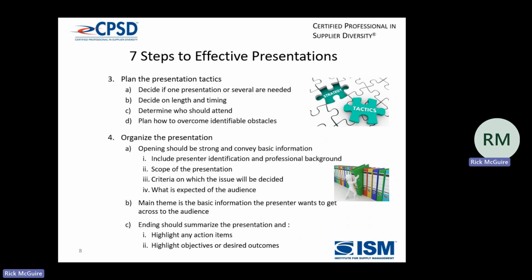Organize the presentation is step 4. Opening should be strong and convey basic information. Include presenter identification and background. Scope the presentation, criteria on which the issue will be cited, and what is expected of the audience. Main theme is the basic information the presenter wants to get across to the audience. An ending should summarize the presentation and highlight any action items or objectives or desired outcomes. So you've got an opening, a main theme, a middle, and an ending in organizing your presentation.